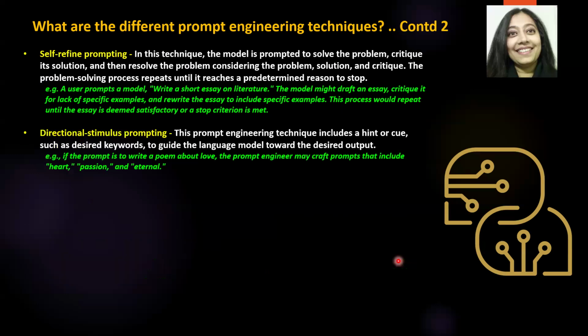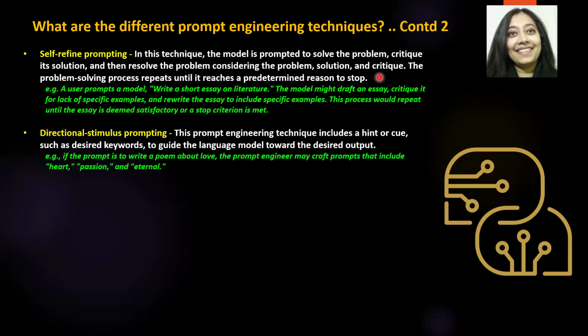The last two engineering techniques are self-refined prompting and directional stimulus prompting. Now, in self-refined prompting, a model is prompted to solve a problem. In order to solve the problem, it will solve the problem first, then it will critique its own solution, and then again resolve the problem considering the problem, solution, and critique. So, what it does is it takes a problem, it finds a solution, then it criticizes its own solution. When we say criticize its own solution, that means it's refining its own solution.